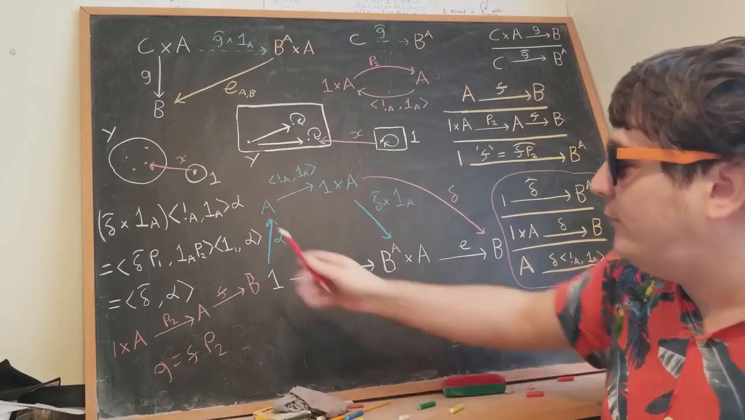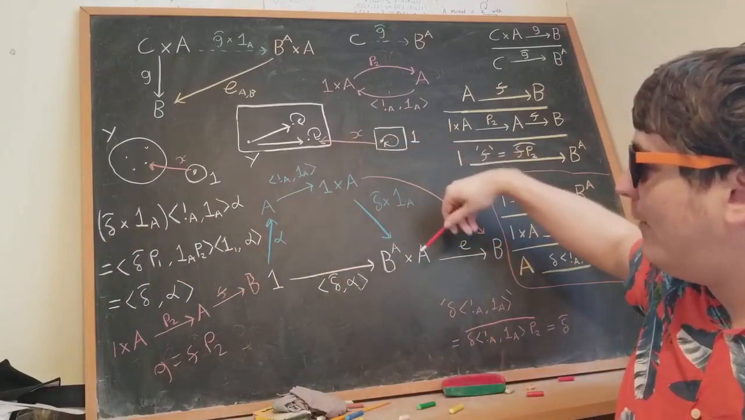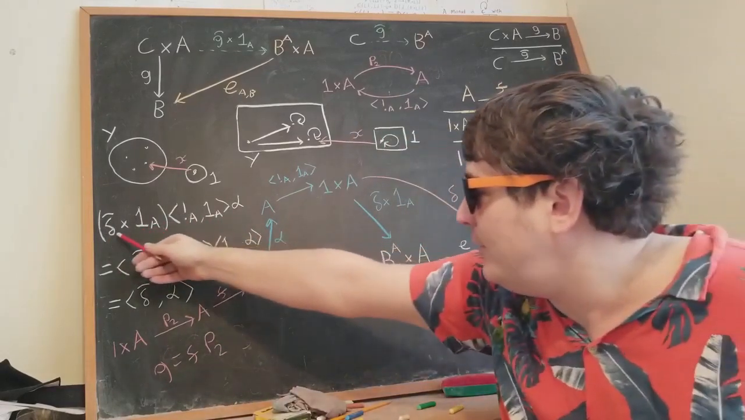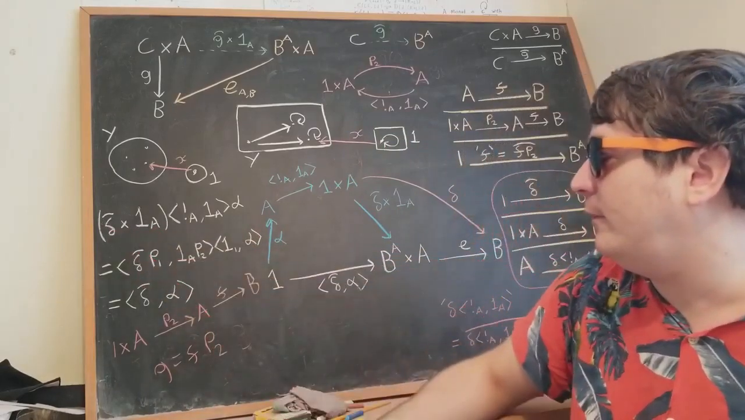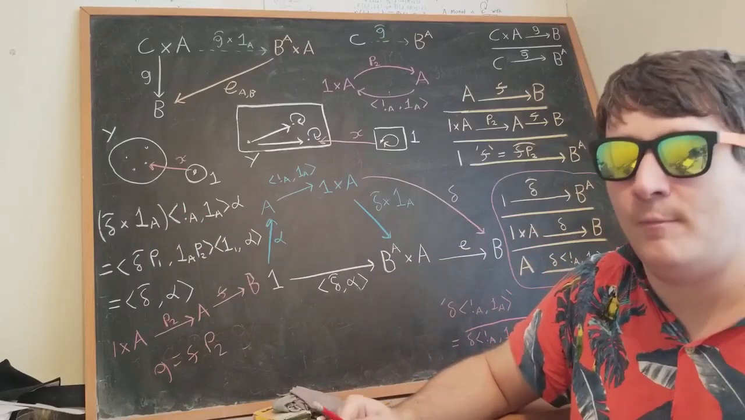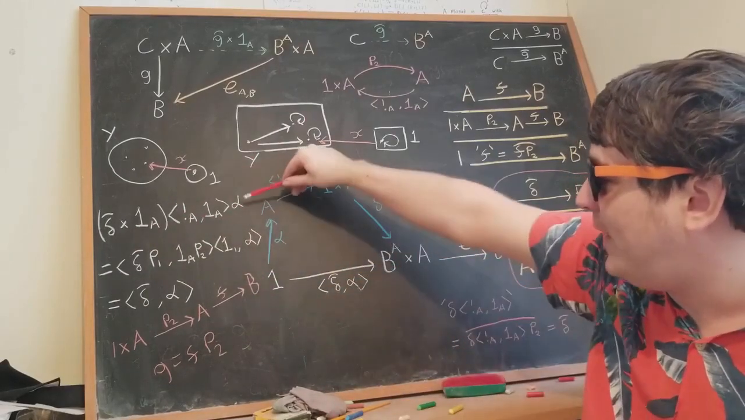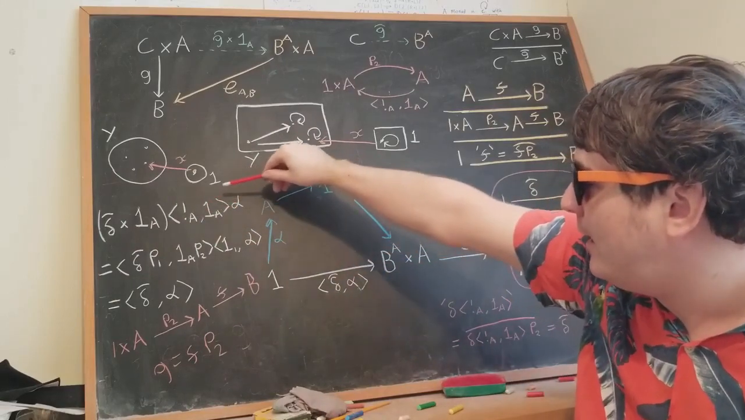Well, the argument's basically here. If we compose along these blue arrows, we're doing (delta bar times 1) after (!A, 1_A) after alpha. We can take this alpha inside here.